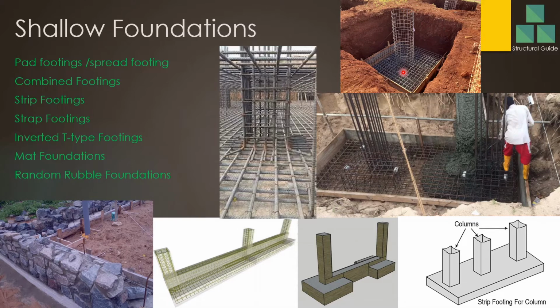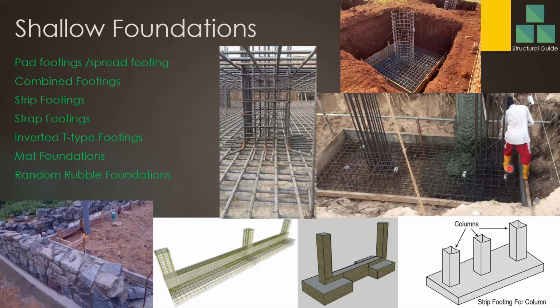Usually we have only a single net, the bottom net only, that we provide for the spread footings. In special cases, like if you have a higher thickness, a corrosion issue, or a thermal issue, due to the higher thickness we may need a top net provided to control the cracking due to thermal effects. Other than that, we provide only a single net.